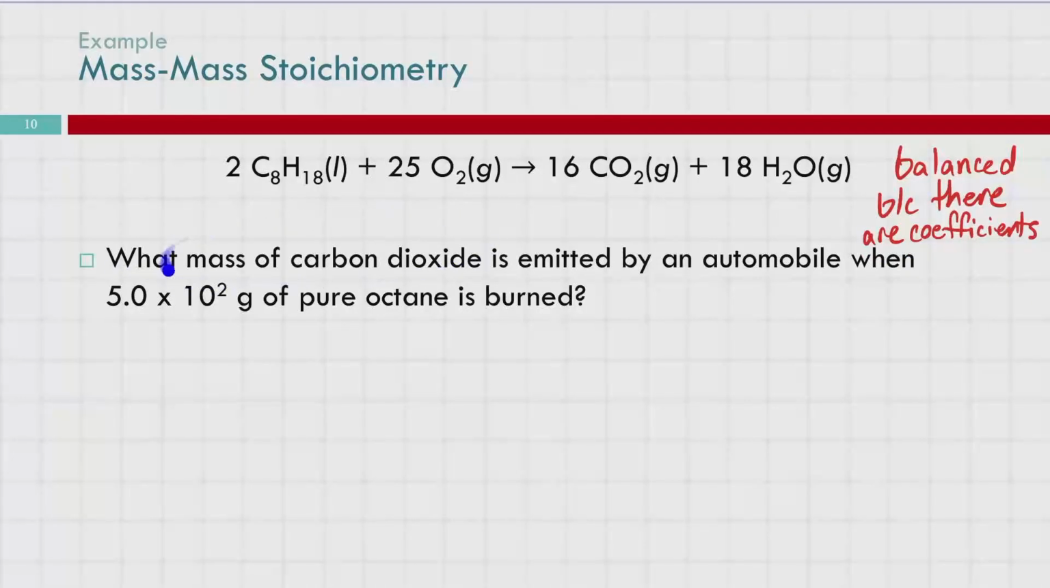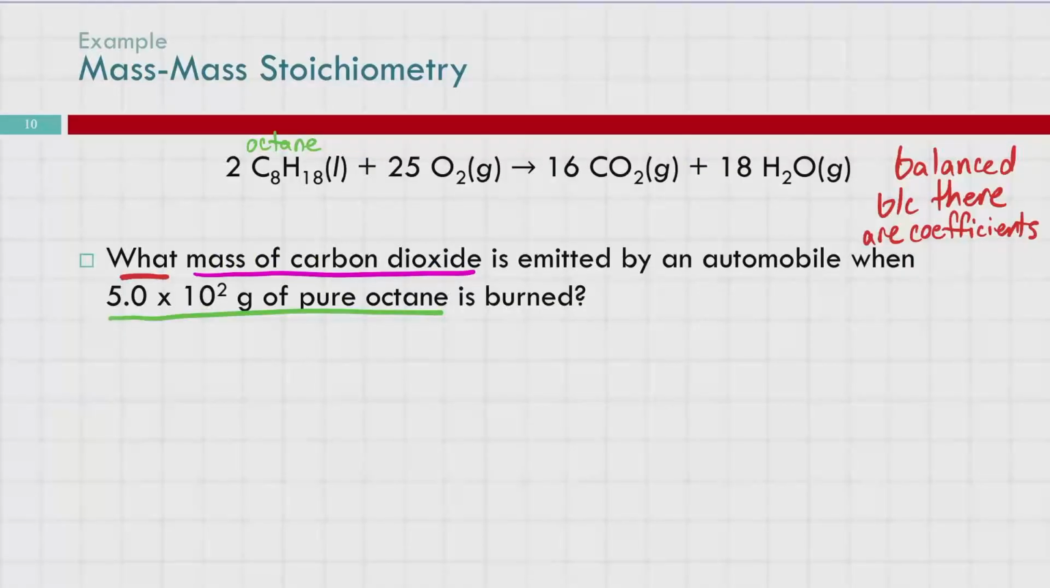Our question is, what mass of carbon dioxide is emitted by an automobile when this many grams of pure octane is burned? The octane is C8H18. I believe we've seen this in a previous example. So 500 grams of pure octane, and what are we looking for? Mass of carbon dioxide. Our question word what starts our sentence off. So what, and then the thing we're looking for, mass of carbon dioxide.